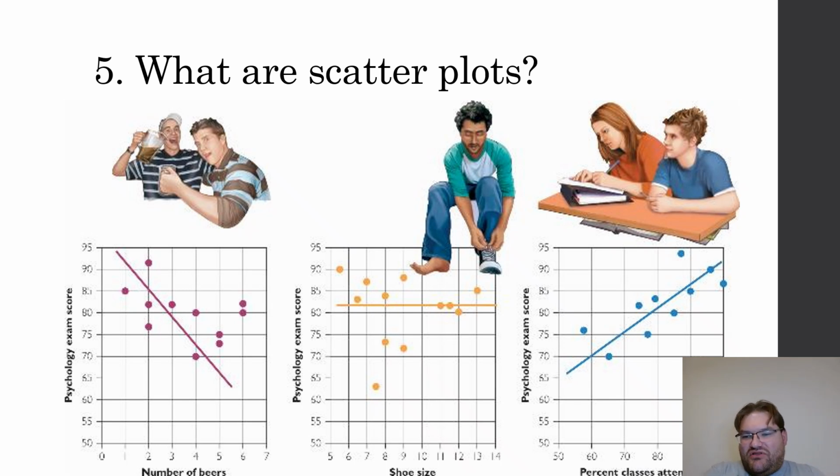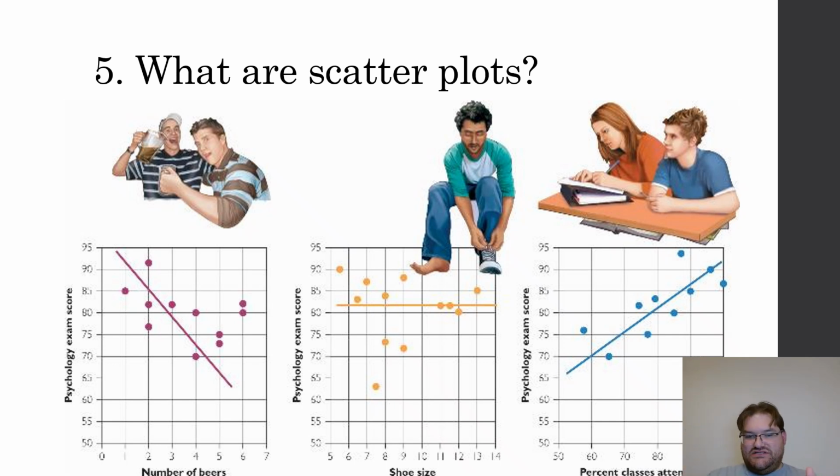What this scatter plot shows, and what a correlation of negative 0.7 would suggest, is that as psychology exam scores increase, the number of beers students drank the night before the exam decreased, which you can see by the downward sloping line on the left-hand side here. So students who did better on exam scores drank fewer beers the night before. So this is what we call an inverse or a negative relationship.